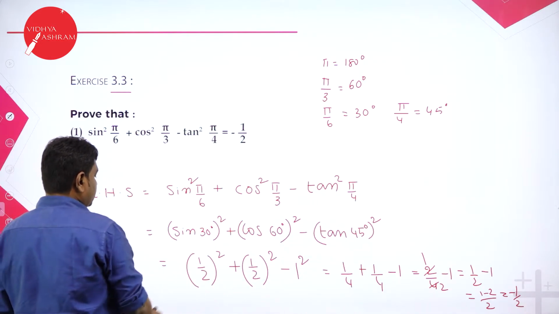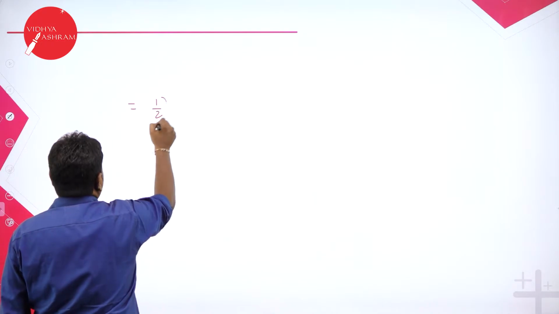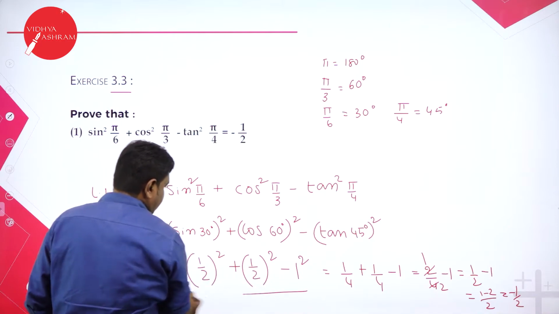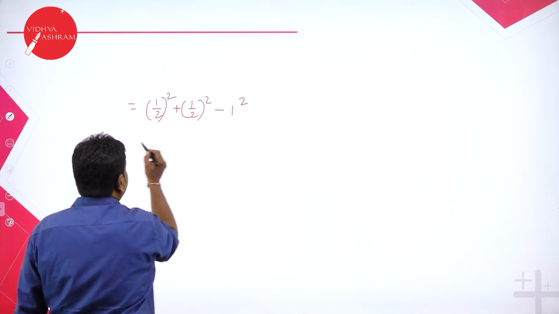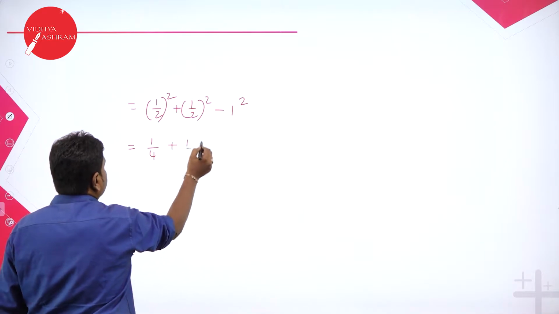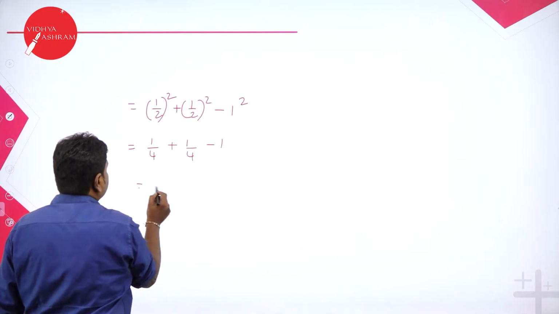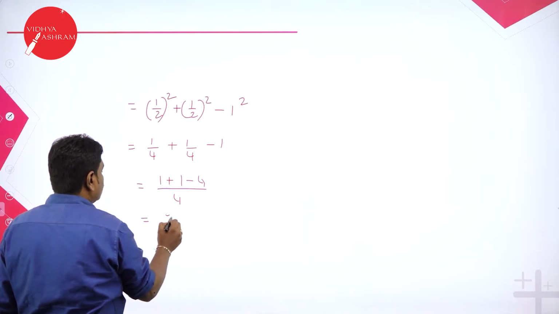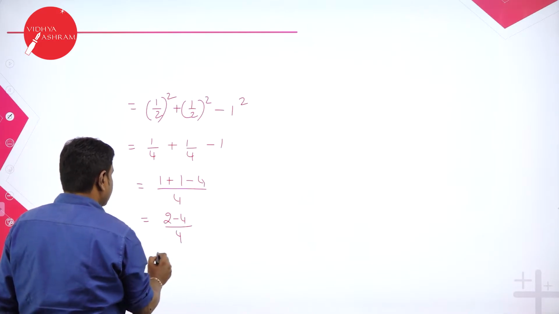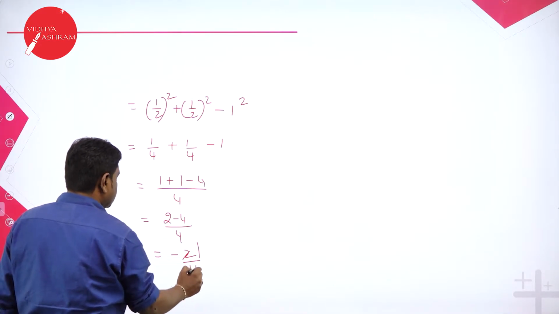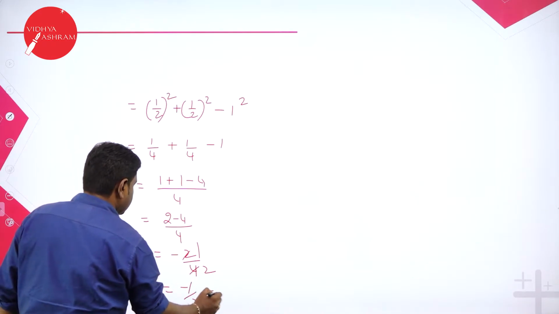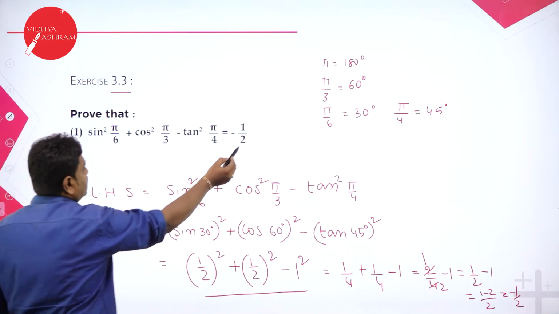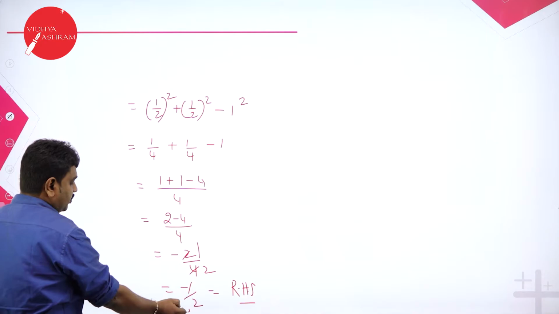So now we got 1 by 2 whole square plus 1 by 2 whole square minus 1 square. 1 by 2 whole square is 1 by 4, and 1 square is 1. Minus 1. So you take LCM, LCM is 4. 1 plus 1 minus 4, so 2 minus 4 by 4, so minus 2 by 4. 2s are 1 by 2 so minus 1 by 2. This is the RHS. We took LHS and we arrived at RHS, minus 1 by 2.